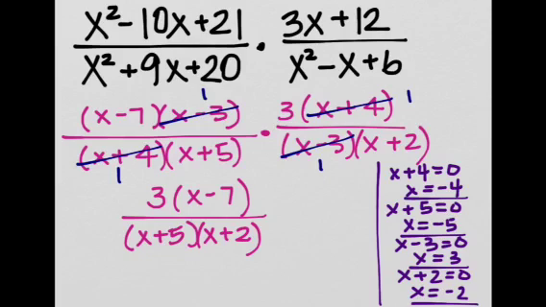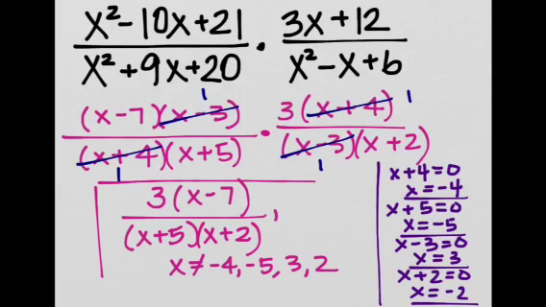So I've multiplied across, step 4, and now final step, I'm going to go back to those x values that I have off to the side, and I'm going to say x cannot equal those. So x cannot equal negative 4, negative 5, 3, and 2. So I get 3 times x minus 7 over x plus 5, x plus 2, where x cannot equal negative 4, negative 5, 3, and 2.